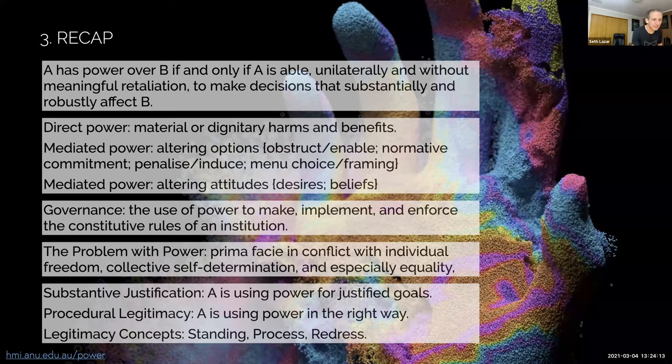Got a question from Sarah. To what degree does culture influence the concept of power in different parts of the world? Because this affects how we see and handle power in AI.